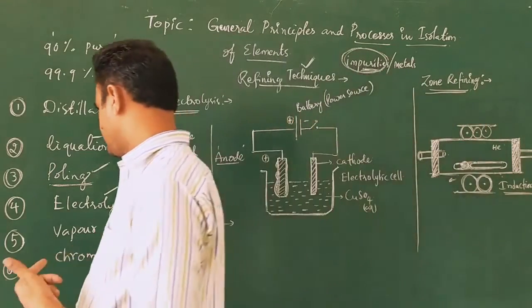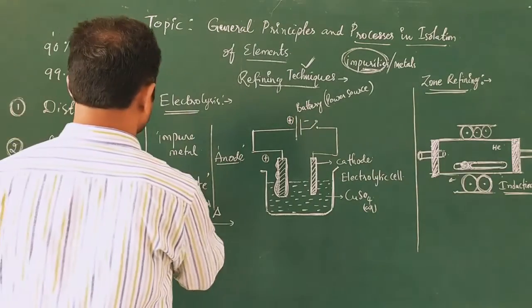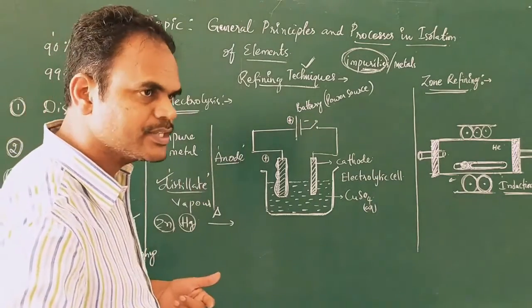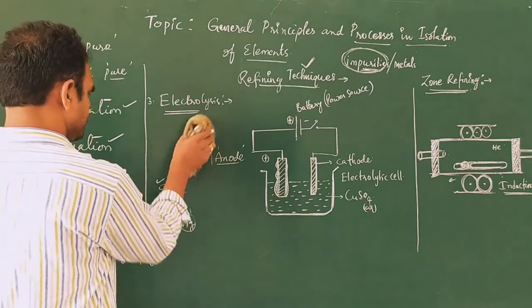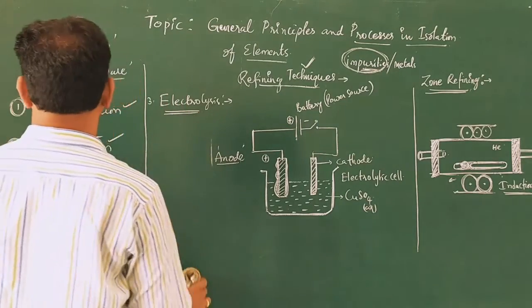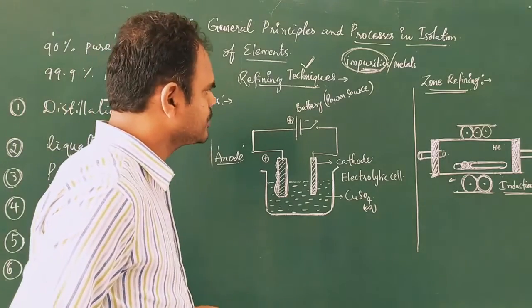So zinc and mercury can be obtained by this technique, which we call the distillation technique. And so the second method. What is the second method? The second method is liquation.